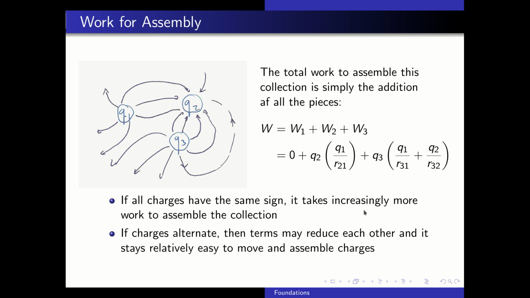Now, one of the things we're going to note is that if all of the charges have the same sign, then it's going to take increasingly more work to assemble a collection, because basically each of these terms will have the same sign, so they just add together. And so it takes a lot of energy to assemble a large collection of same sign charges. On the other hand, if the charges alternate, if we have some positives and some negatives, then these terms can reduce each other. Some of these things will be positive, some negative, and so that can keep it fairly small. And so it can be much easier to put together alternating charges, or charges of different sign.